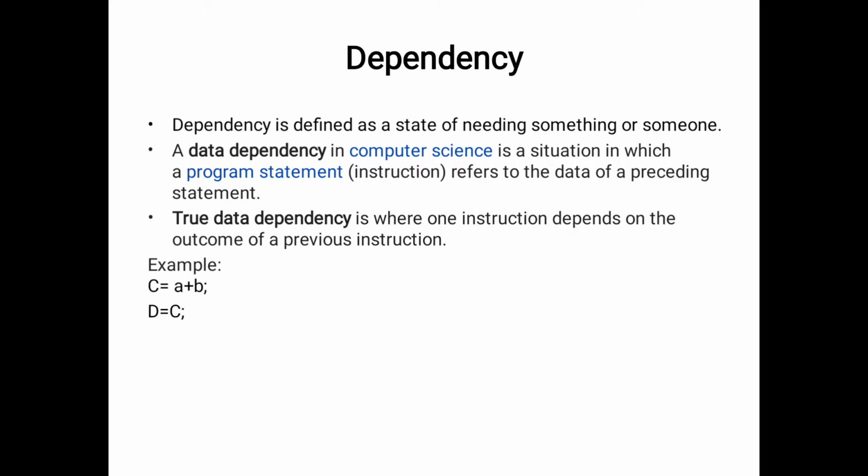Now come to the true data dependency. Here one instruction depends on the outcome of a previous instruction. Now my aim is to find out the value of D. What is the value of D? It depends on C, but we don't know C here. But with the help of the previous statement, C is equal to A plus B, from the previous output. That is the meaning of true dependency. I hope all of you understand my point.